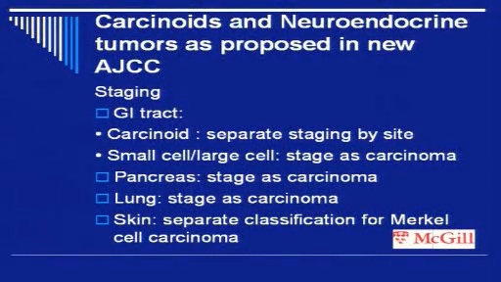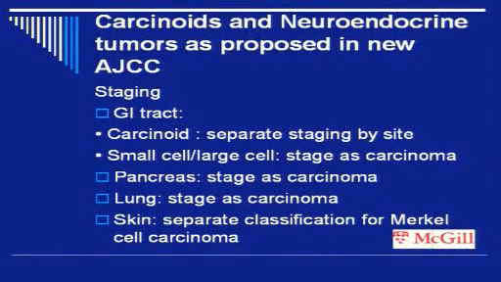This is the proposal by the American Joint Commission on Cancer for the staging of neuroendocrine tumors that's just come up in the last few days. And they propose that the carcinoids, or the well-differentiated neuroendocrine tumors of the GI tract, be staged separately by the site, and I will go into that now. And the small cell and the large cell, the poorly differentiated neuroendocrine carcinomas, be staged as carcinomas of that site.